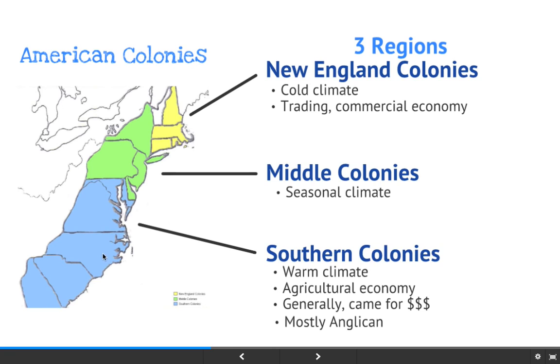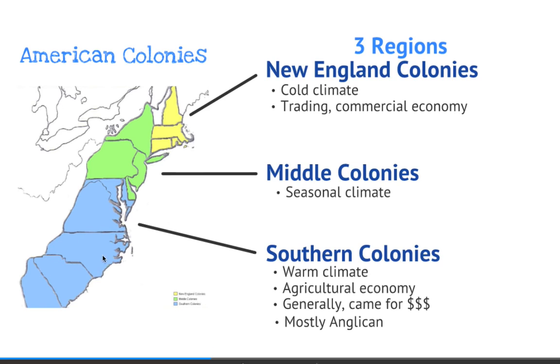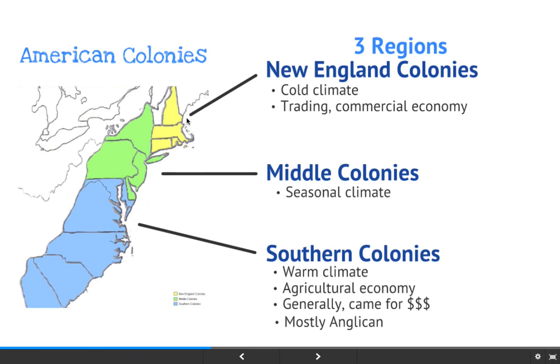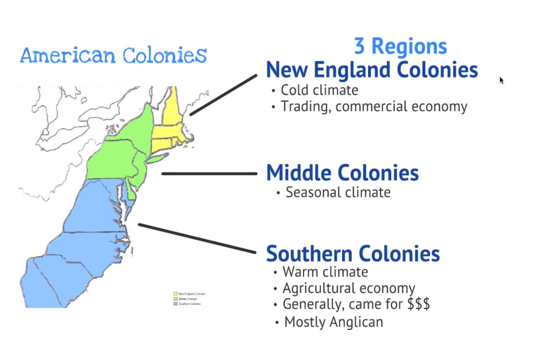But remember, it's got flat, fertile land, which is perfect for agriculture. So we have lots of crops being grown down here, sending them to New England, and New England sending them overseas back to the mother country, and other countries even, for trade. Okay. Obviously, they did not come to the New World to trade. That's not very wise if they want to do that.